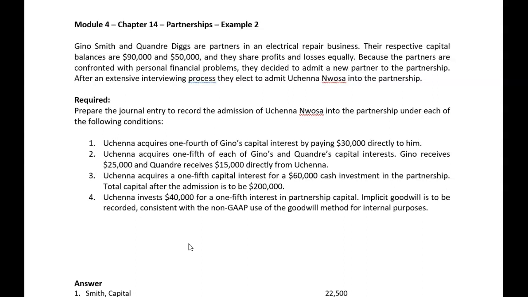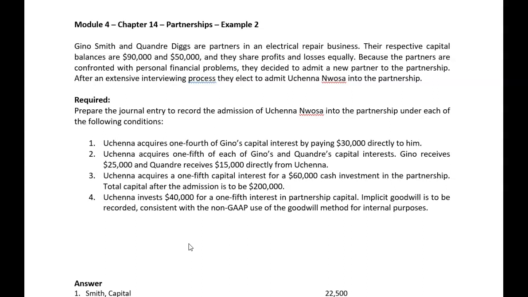They have some personal financial problems, so they decide to admit a new partner. And this new partner, in the first instance, comes in acquiring 1/4 of Gino's capital interest by paying $30,000 directly to him. In that case, only one of the partners is involved. The cash does not come into the partnership, but what we'll have to do is reconfigure the capital accounts. And the second one, you have him paying each of the 2 partners to get into the partnership. Again, the cash isn't coming into the partnership, but we'll have to reconfigure the capital accounts.